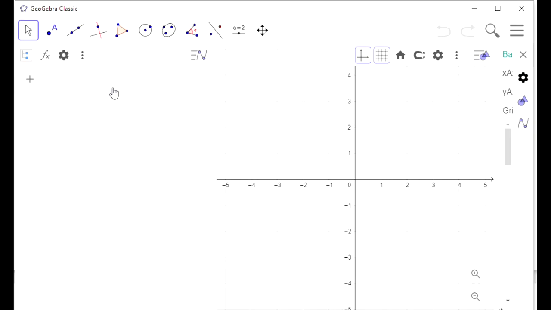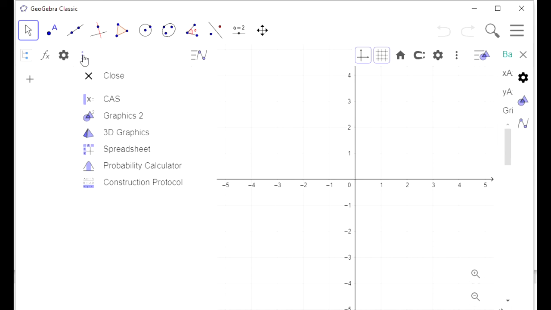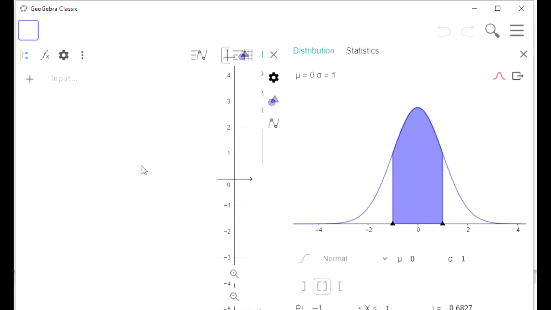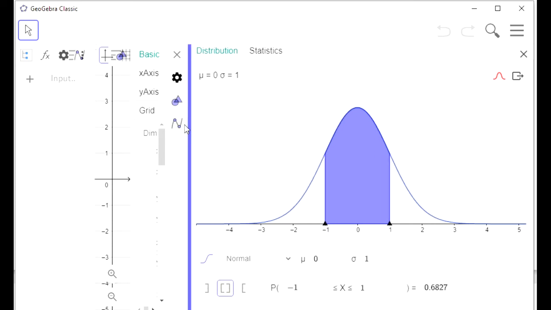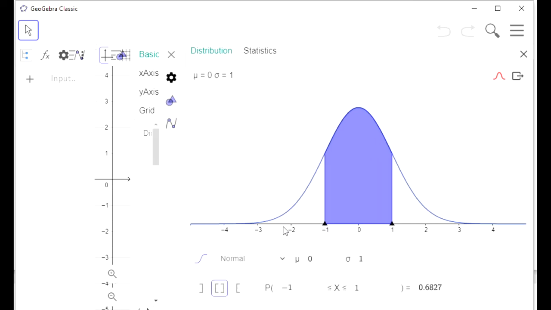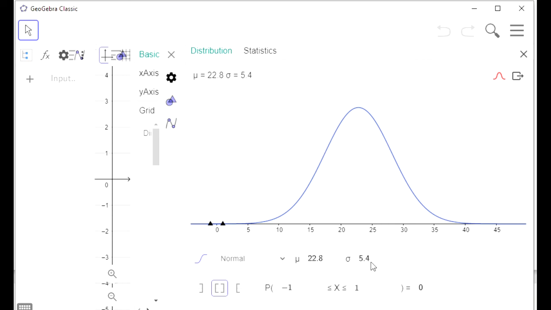So we go over to GeoGebra, we have to turn on the probability calculator. So we go to probability calculator. We're in the normal distribution. The mean 22.8, standard deviation 5.4. So we want more than, and we want the amount more than to be 0.1.